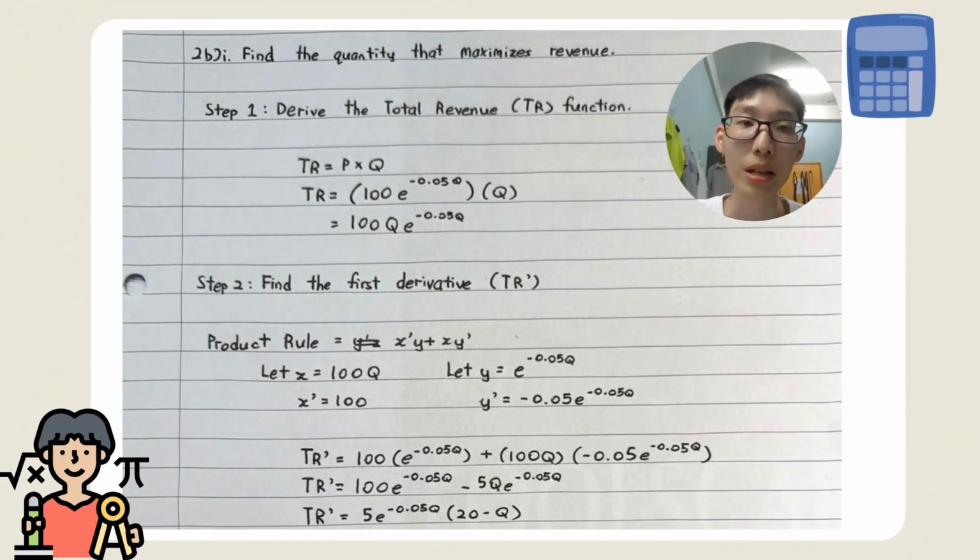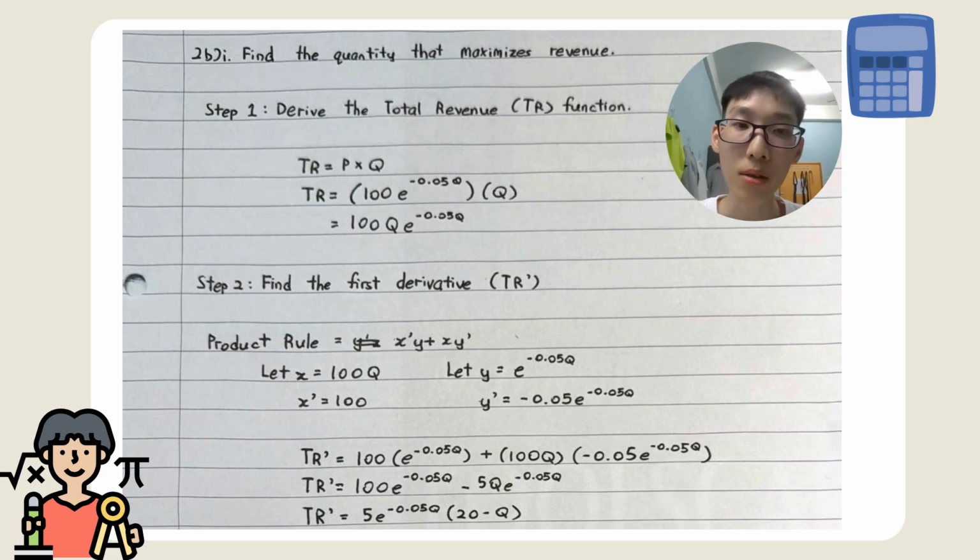So now we are going to find the quantity that maximizes revenue. First step is we need to find the total revenue function, which is TR. So total revenue equal to price multiplied with quantity. Price has been given by the question, which is 100e exponent negative 0.05Q, multiplied with Q, which is quantity.